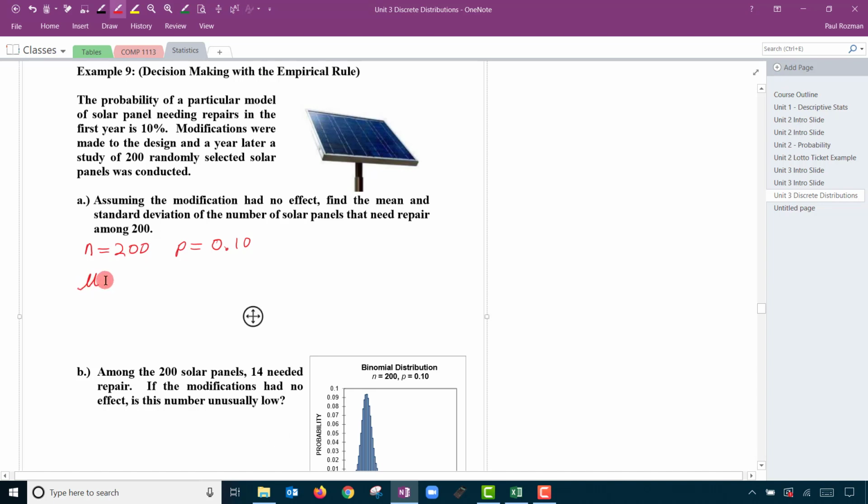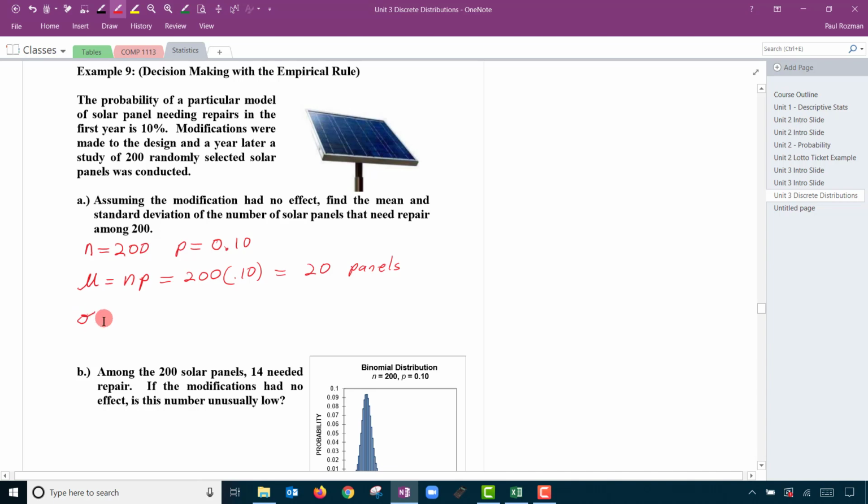So we can calculate our mean using the binomial mean, which is just n times p. So in this case, n is 200, p is 0.1, so we get 20 panels. On average, we'd expect 20 to be defective in a group of 200.